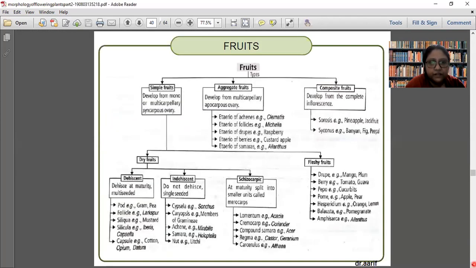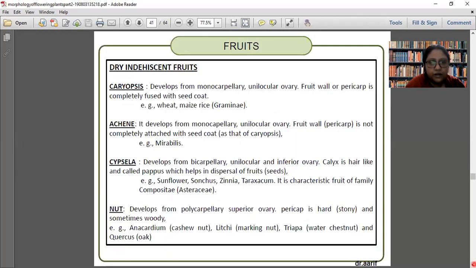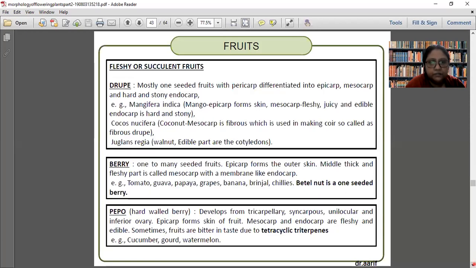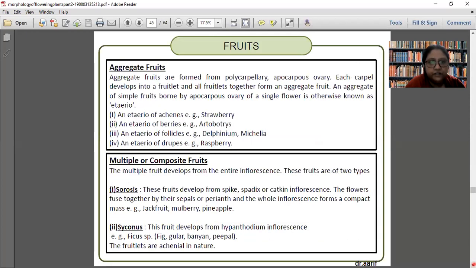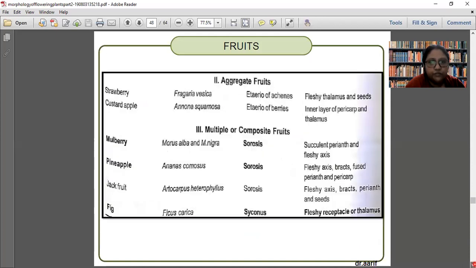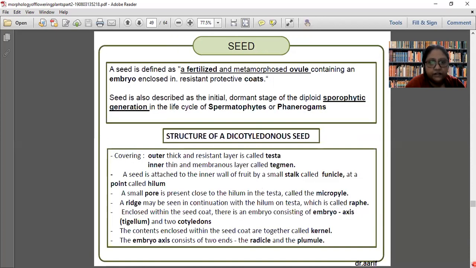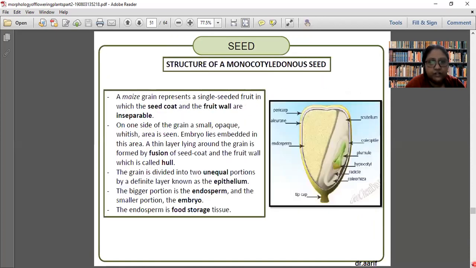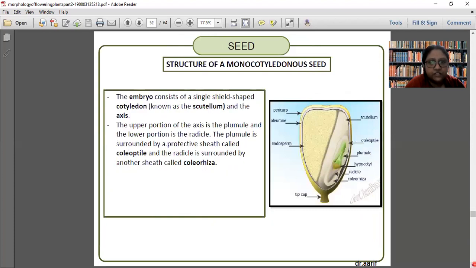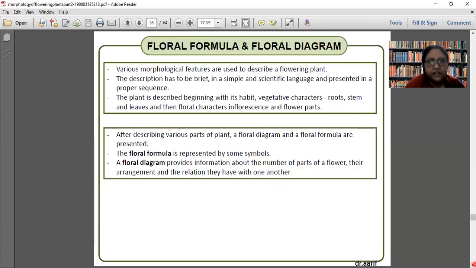fruits. So we are done with the fruits, and I wish to share some more images of the structures. In our next lecture, we will go for the floral formula and floral diagram.